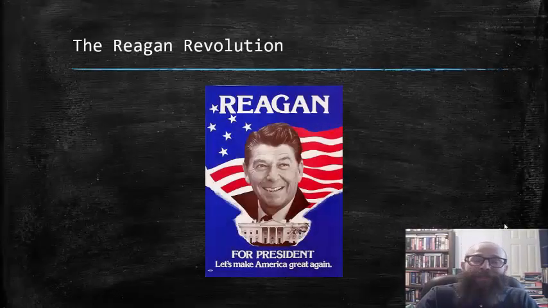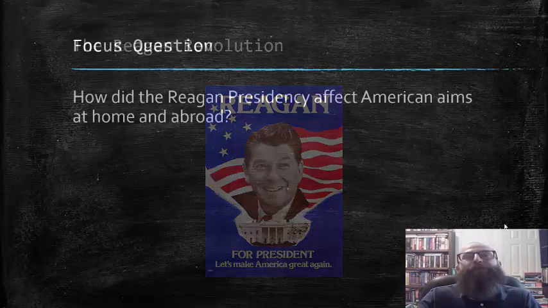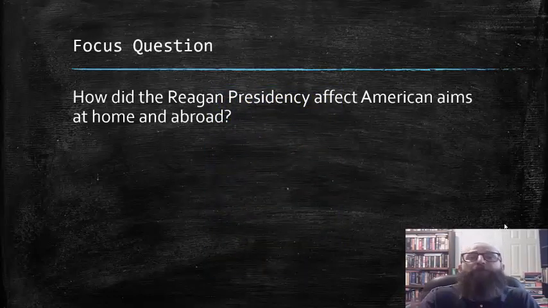This is the fifth and, yes, final part of our Chapter 26 lecture series for your textbook, Give Me Liberty by Dr. Eric Foner. It's also the last section of the last lecture of this entire course. This section is entitled The Reagan Revolution. The focus question for this section is, how did the Reagan presidency affect American aims at home and abroad?